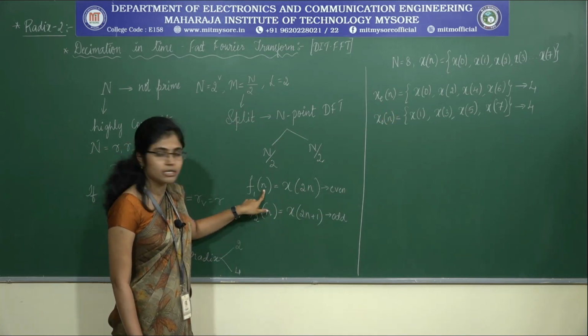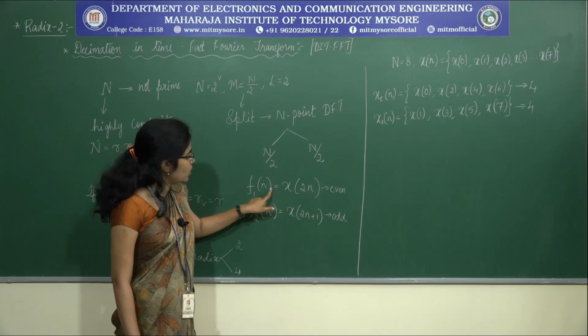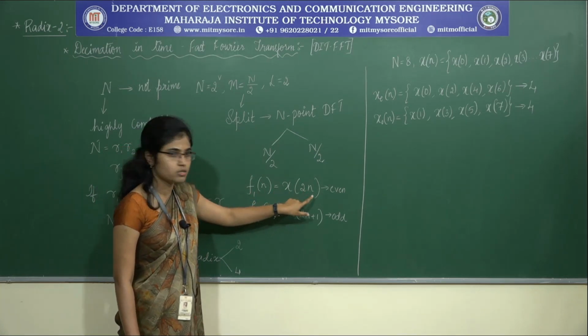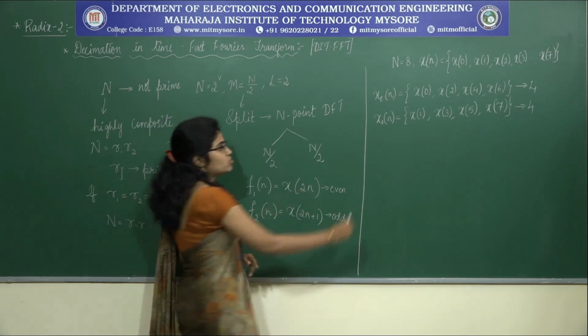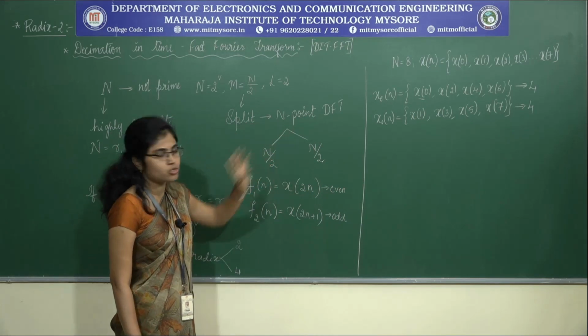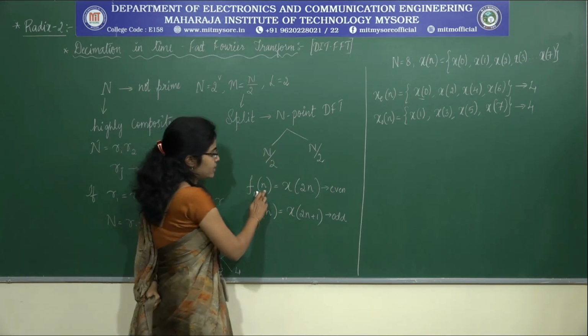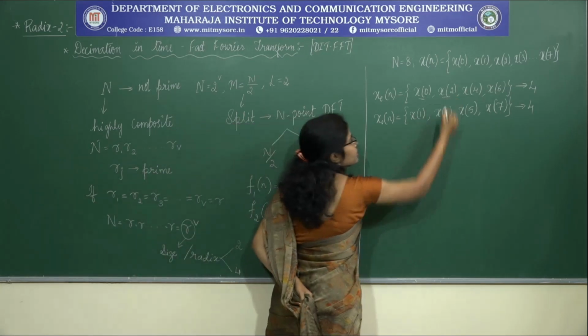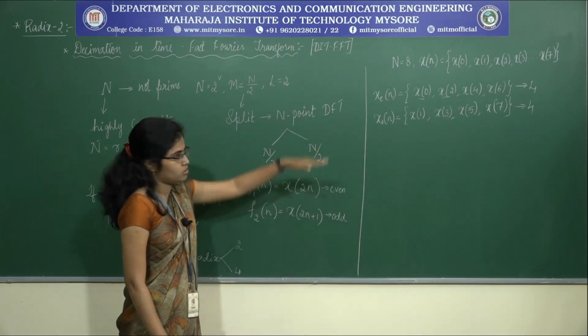If the value of n is equal to 0, what will be the value of f1 of 0? That will be equal to x of 2 into 0, which is 0, that is equal to x of 0. So the first sample in the even numbered sequence after dividing is x of 0. If n is equal to 1, this becomes x of 2. What is the second sample? x of 2, and it goes on.